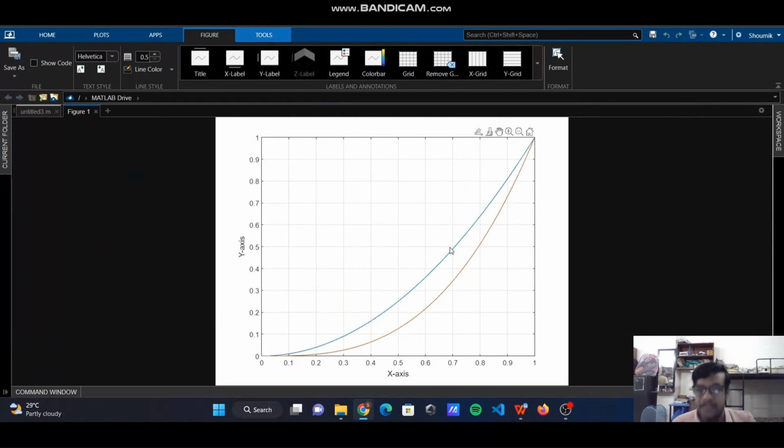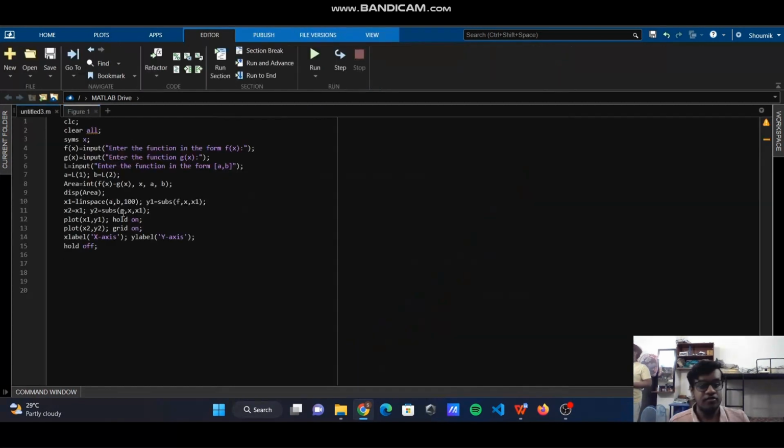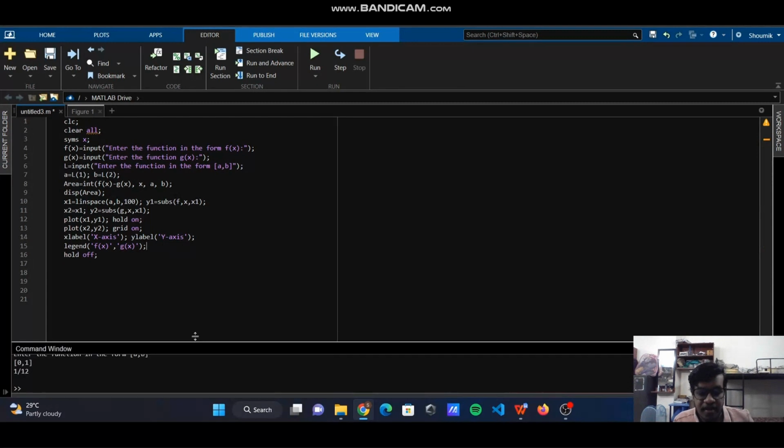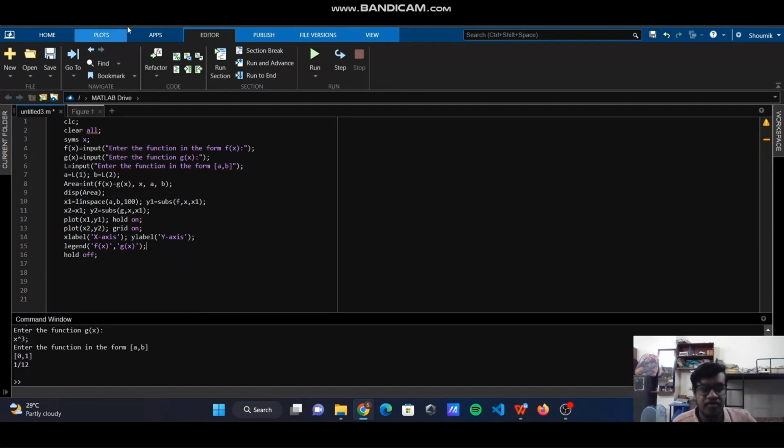However, we can realize that the upper curve is x square and the lower curve is x cube. If you want to make the graph look better, more presentable, you're supposed to put this legend, f of x, comma g of x. Basically, this will introduce a legend which will allow us to see the order in which these functions occur. Let's run this.